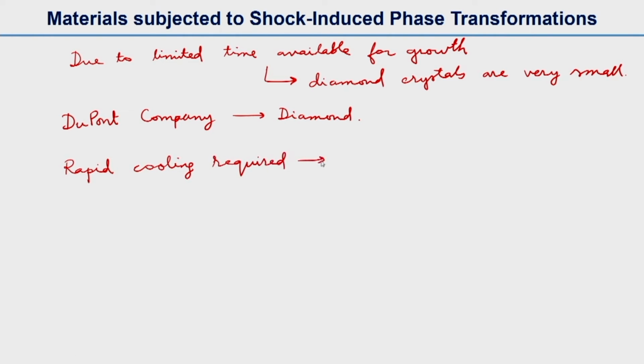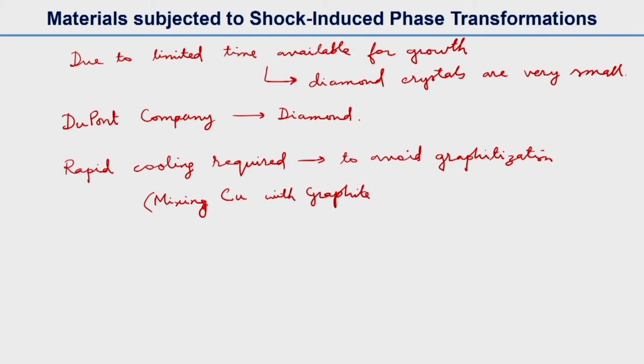To avoid graphitization, that means it can be converted again into graphite, rapid cooling is required. Sometimes mixing copper with graphite helps in quenching, so copper acts as a quenching medium.